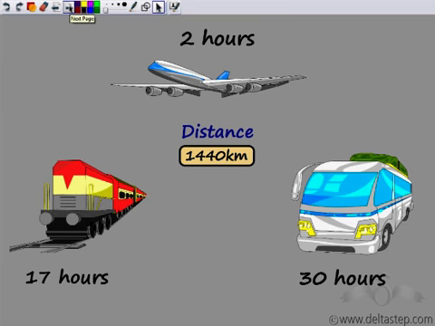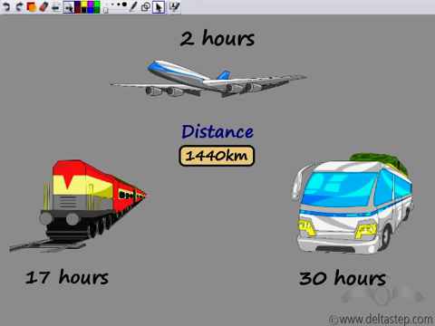The plane takes 2 hours, the train takes 17 hours, and the bus takes 30 hours to travel the same distance, which is 1440 kilometers. So what can I say? Can I say that the plane is the fastest because it is taking the least time? Similarly, what I can say is that train is faster than the bus because to travel that same distance, it is taking less time than the bus.